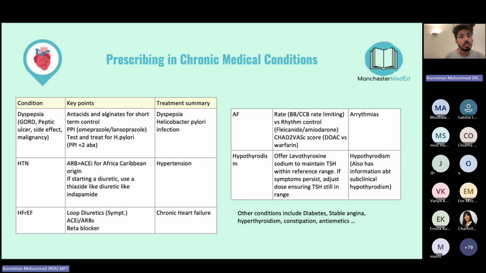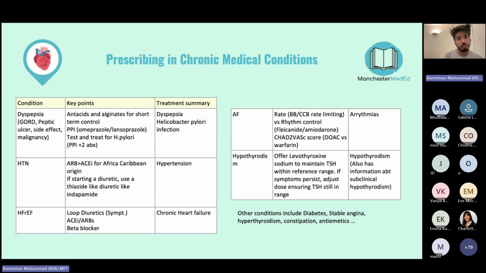So there's a difference between symptomatic management and management that makes the prognosis better, which would be ACE inhibitors and beta blockers, while loop diuretics like furosemide just help with the symptoms of edema. The treatment summary will be chronic heart failure.